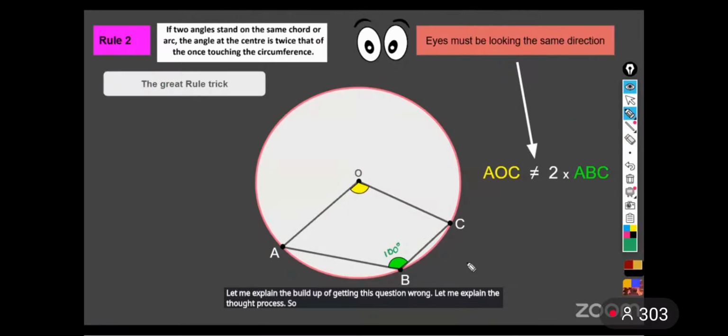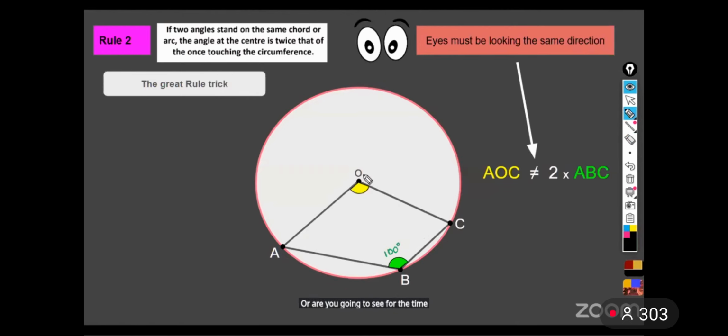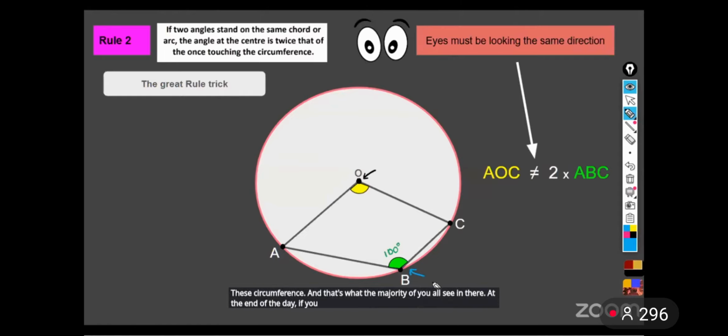So you open your exam paper and you see this craziness. All you're going to see for the time being is this. One pair of legs touching the center. Another pair of legs touching what? The circumference. And that's what the majority of you are seeing there. At the end of the day, if you glanced at that as an inexperienced person, the first thing that's going to click in your head is: sir told me something about one angle touching the center, one angle touching the circumference, and he says some madness about one of them being twice as large as the other, right?